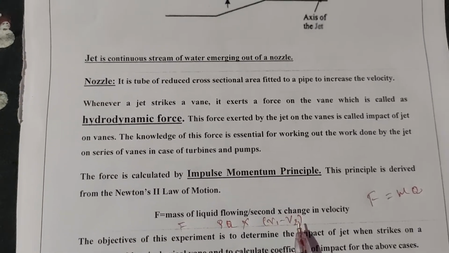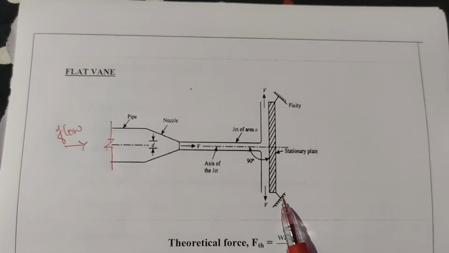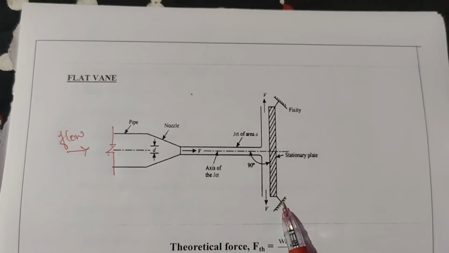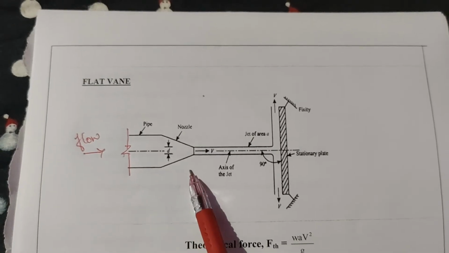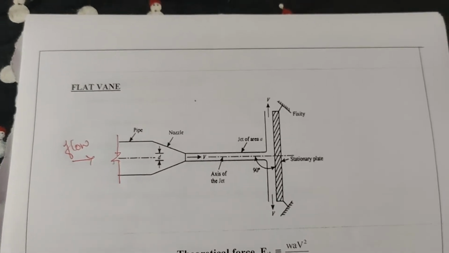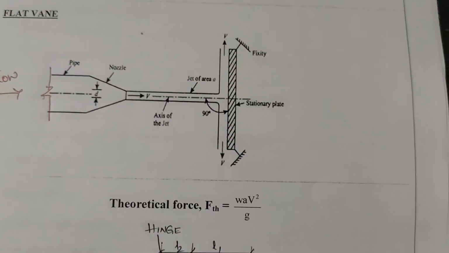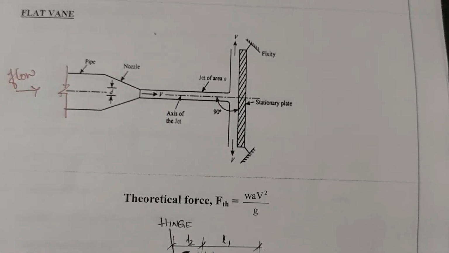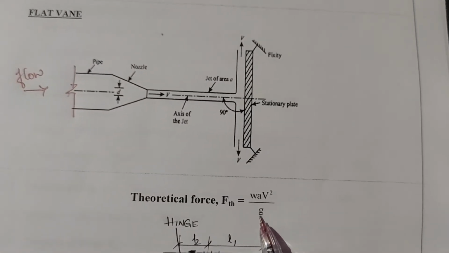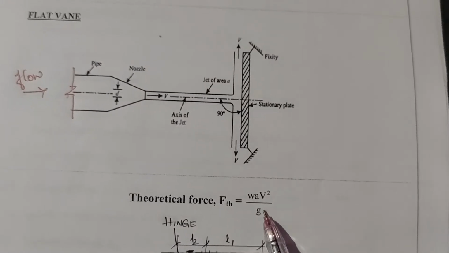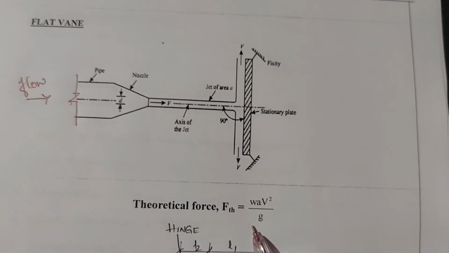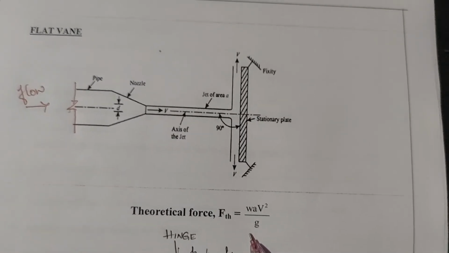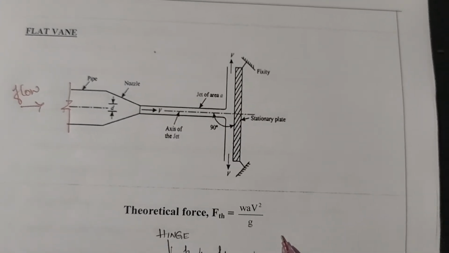The mass of liquid flowing per second is nothing but density into corresponding flow, into change in velocity, that is V1 minus V2. Let us consider the flat vane which is fixed, and the water is flowing through the pipe and finally it emerges out of the nozzle. In theory classes, you had derived that F theoretical can be calculated by the equation omega A V square divided by g, where omega is specific weight of water, that is 9810 Newton per meter cube.